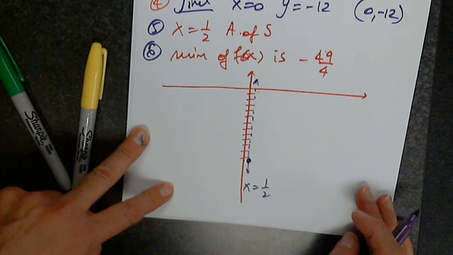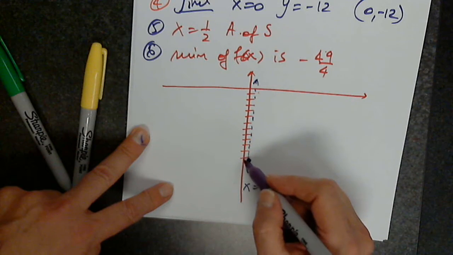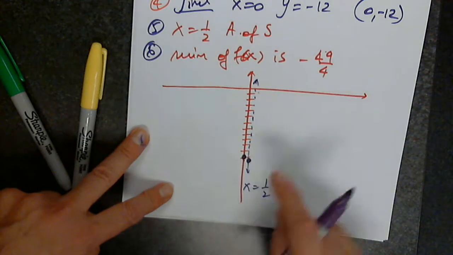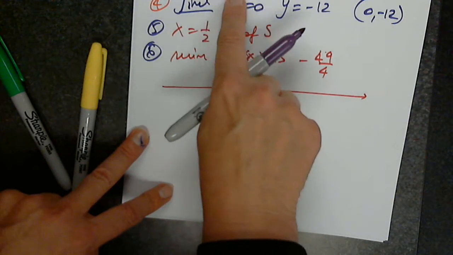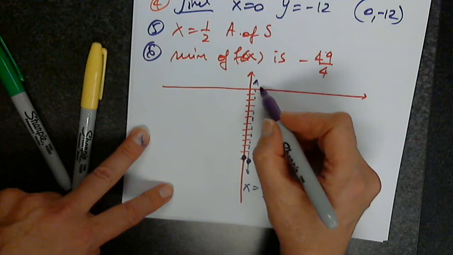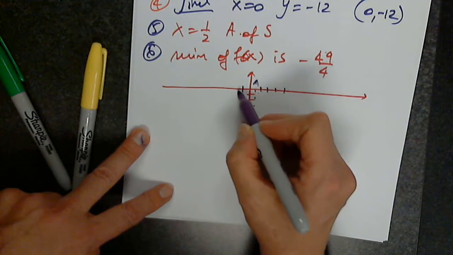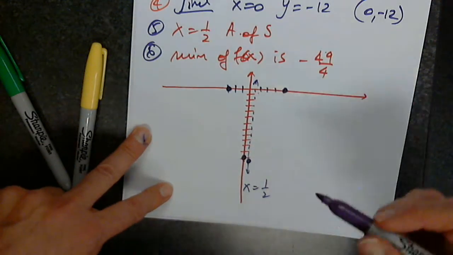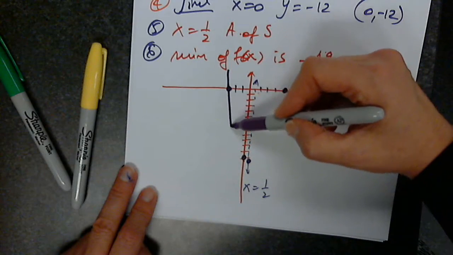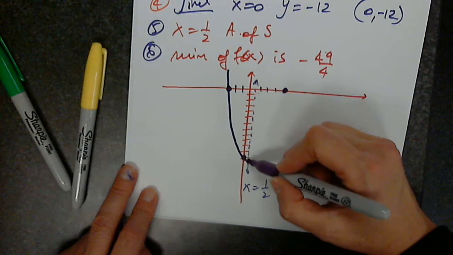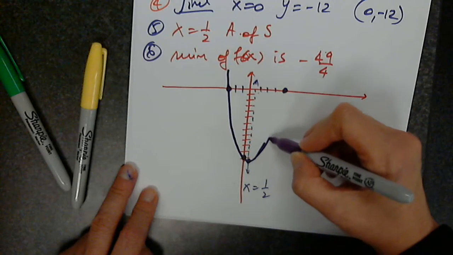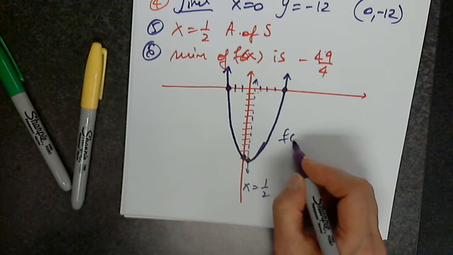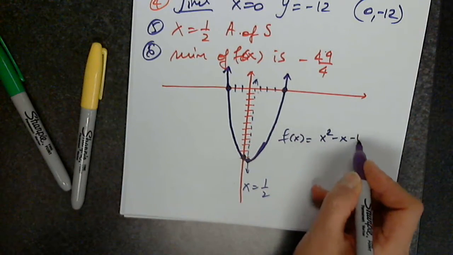The x intercepts, so this was negative 12 and 1/4. So this is negative 12, y intercept. And the x intercepts, negative 3, 0, 4, 0. So 1, 2, 3, 4, and negative 3 right here. I'm going to try to make it as symmetric as possible. So this is the graph of f of x, x squared minus x minus 12.